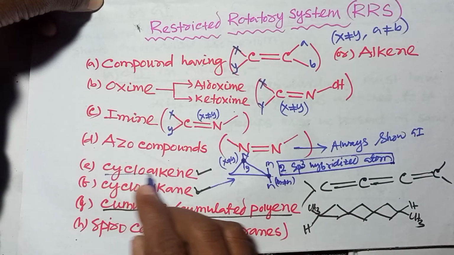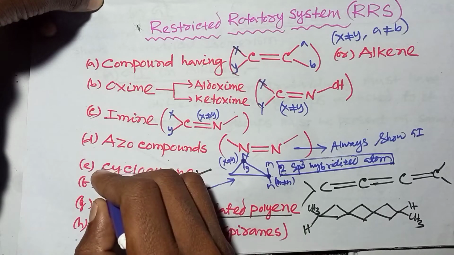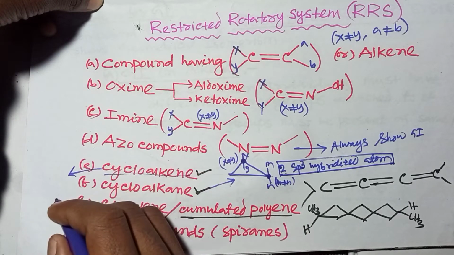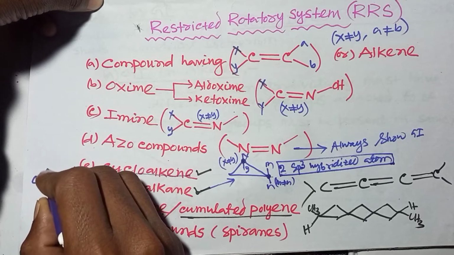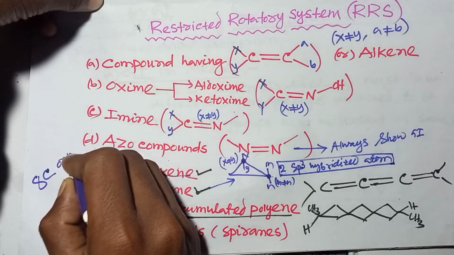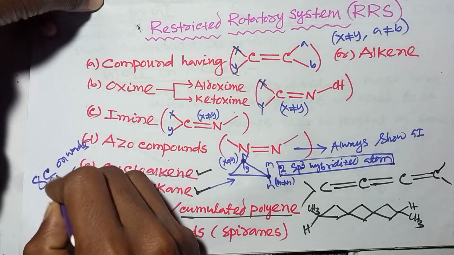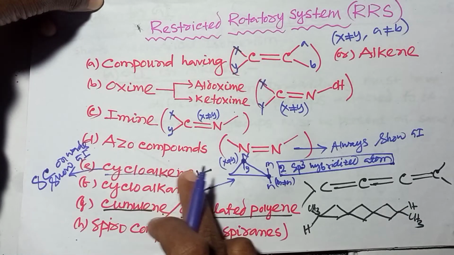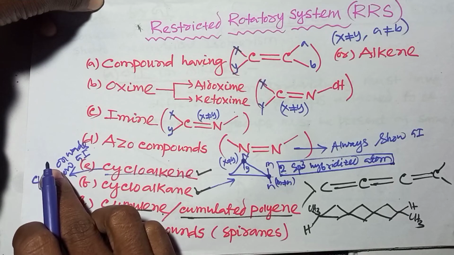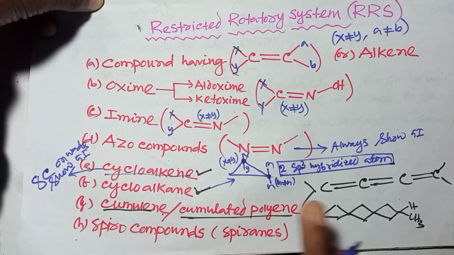Then comes the case of cycloalkene. Cycloalkene having 8 carbons onwards shows geometrical isomerism. Cycloalkene containing 8 carbons and onwards shows geometrical isomerism.